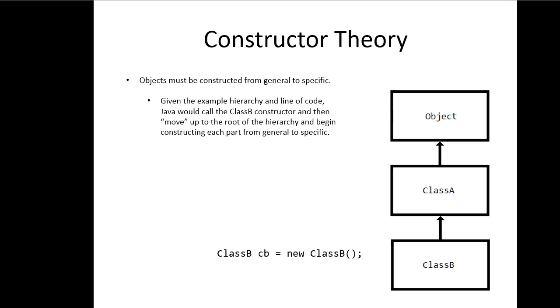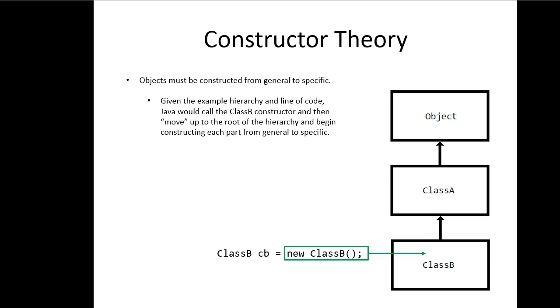So let's pause for a second from our role-playing game and talk a little bit about constructor theory. Like I said, objects are constructed from general to specific. Given the example hierarchy and the line of code right down here, Java would call the class B constructor and then move up to the root of the hierarchy and begin constructing each part from general to specific. So there's the constructor call.